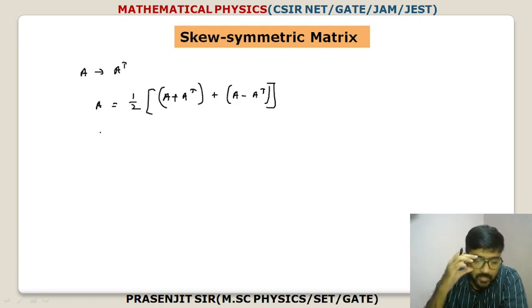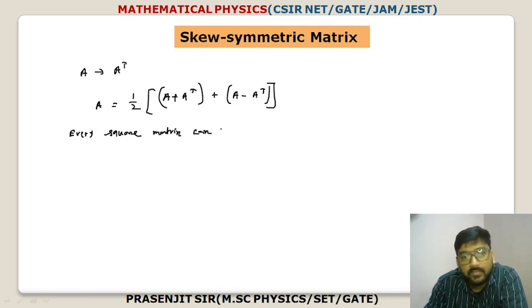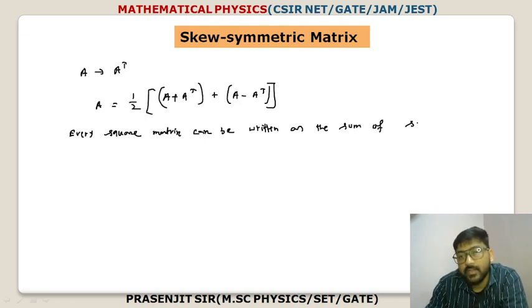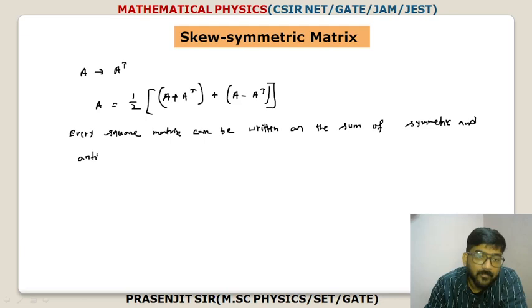So that is why we sometimes say, and we can conclude, that every square matrix can be written as the sum of a symmetric and an antisymmetric matrix.